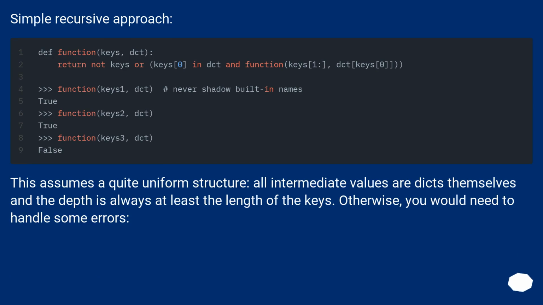Simple recursive approach. This assumes a quite uniform structure. All intermediate values are dicts themselves and the depth is always at least the length of the keys. Otherwise, you would need to handle some errors.